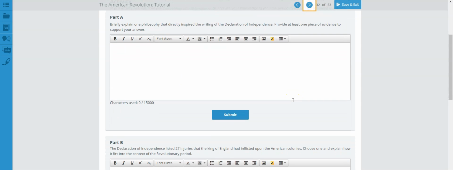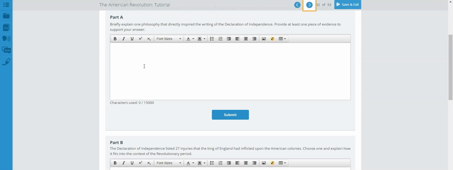So let's do part A, or let's look at part A. Briefly explain one philosophy that directly inspired the writing of the Declaration of Independence. Provide at least one piece of evidence to support your answer. So what you're doing here, you're looking at the article that we gave you, or if you have another article, use it. There's no problem with that.